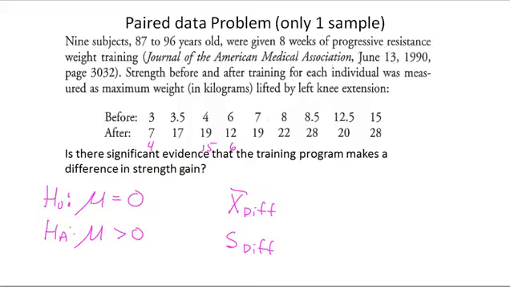So we treat this just like a single sample, but it would be all about looking at the difference. So watch out for these. It's called paired data because the 3 and the 7 are paired together. They're from the same person, just measured before and after. The 7 and the 19, they are paired data. They came from the same person, just measured before and after. So watch out for problems like that as well.